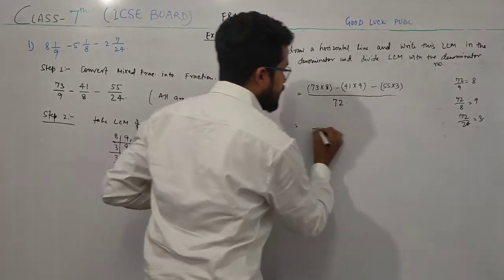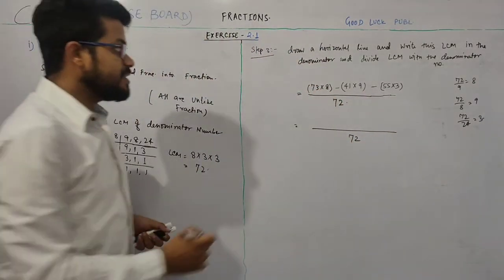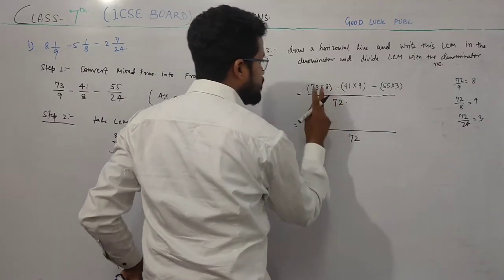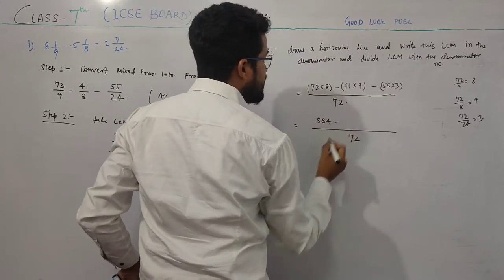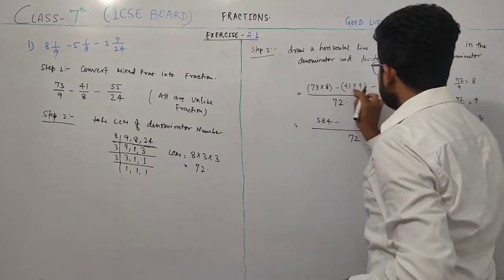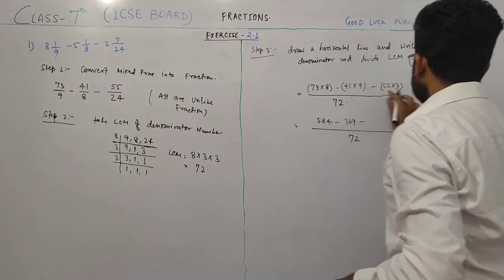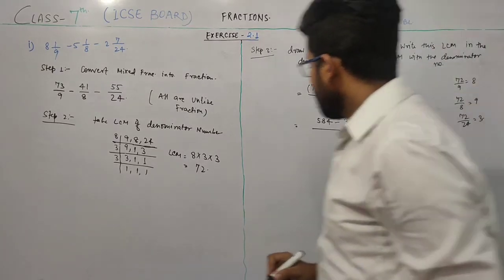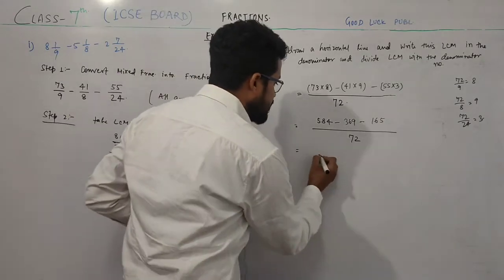Now solve this 72. 73 into 8. 73 into 8: 3 eights are 24, 2, and 7 eights are 56 and 2 is 58, so 584, minus, multiply this 9 and 4, 36. Again multiply this 5 threes are 15 and 60, 165. Okay, 584 minus 369 minus 165. Now solve this.